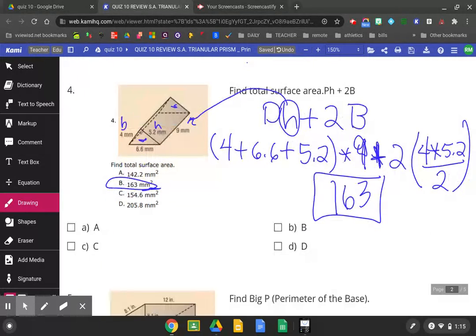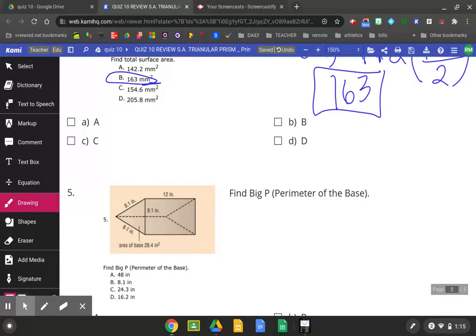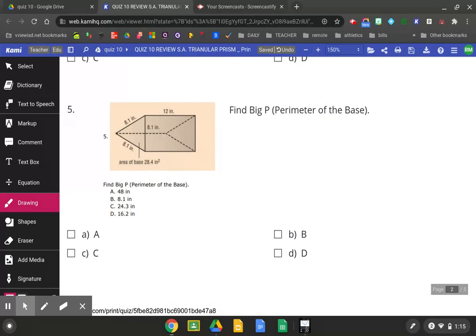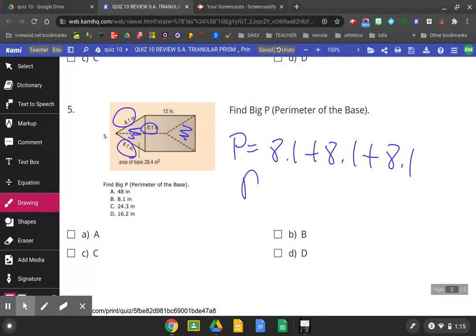Let's go to number 5. Okay, so here we go. We got a new shape. We're going to find big P. And right here is your triangle. So we're going to add our sides. As you can see, it's 8.1, 8.1, 8.1. You're going to add 8.1 three times.